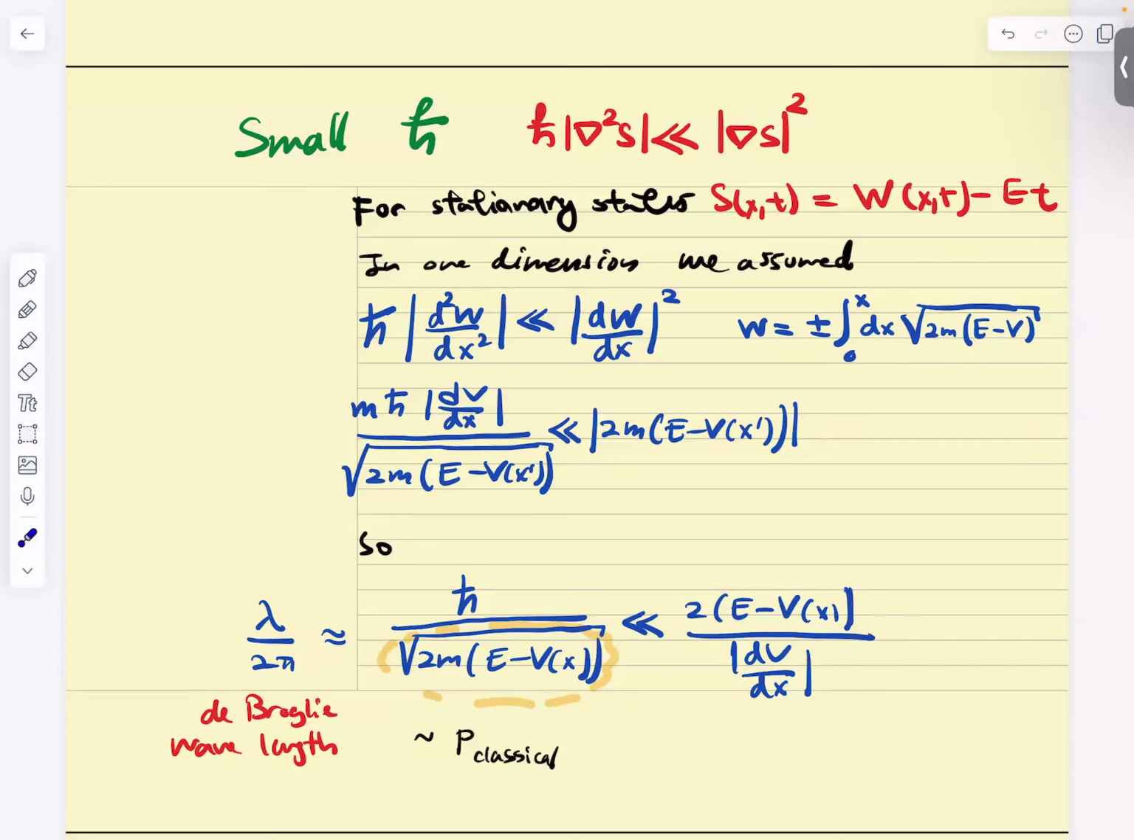For energy eigenkets, we had a form for S, which was W of x minus ET. This is the Hamilton's characteristic function. So these are spatial derivatives. ET drops out. This is my approximation for energy eigenkets. Good. But then the WKB also gave me a suggestion for what W is. Here is W. What I'm gonna do is plug it in and take derivatives, right?